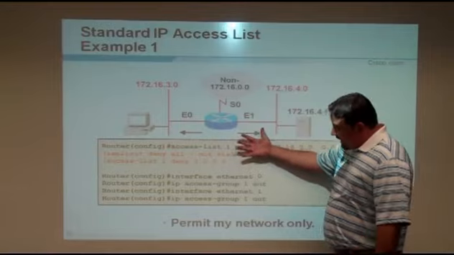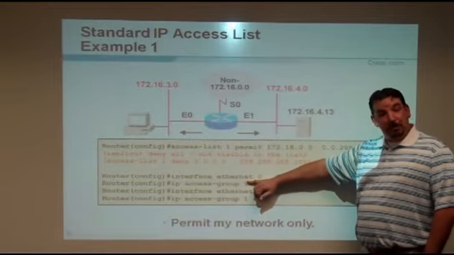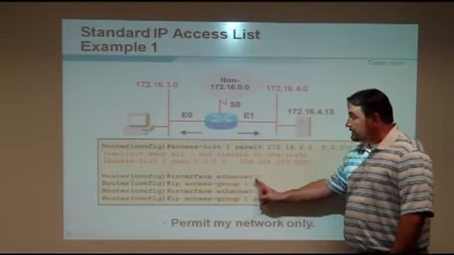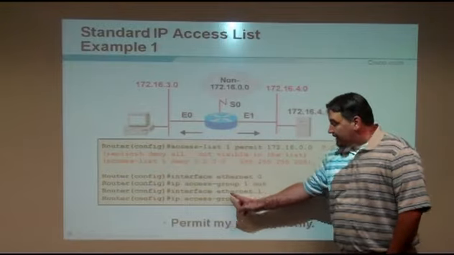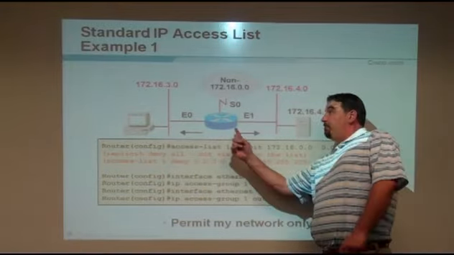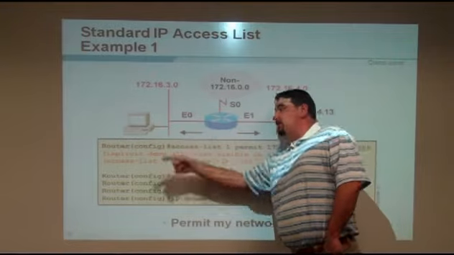Okay? And they've taken that access list and they've applied it, in this case, to multiple interfaces. They apply it to Ethernet 0 as an outbound list. They also apply it to Ethernet 1 as an outbound list. So they've applied this access list in this direction and in this direction.